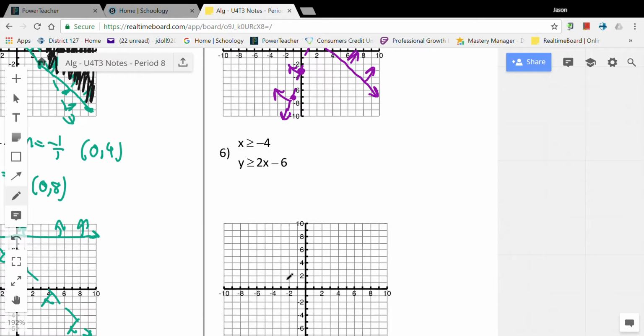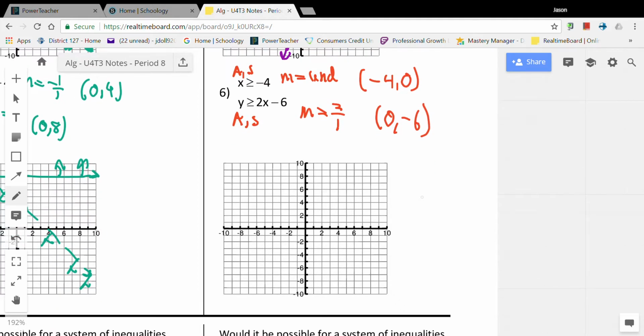All right, our last one to look at here. I'll change colors so you get a little bit different view. This is vertical form. So remember, this is x equals a number, and our slope is undefined, and I just need any, oops, that looks like a 9. Let's change that. I need any ordered pair that has -4 as the x-coordinate. This again is telling me to shade above with a solid line. This is also telling me to shade above with a solid line. This is in slope-intercept form. So 2/1, 0, -6.